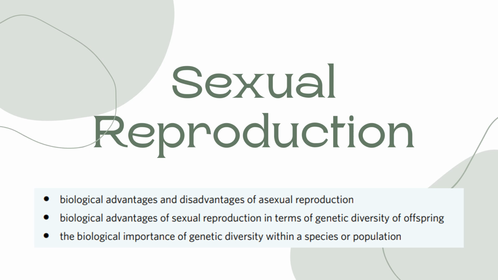Hi everyone, so today we're going to be looking at sexual reproduction, and then we're also going to be looking at asexual reproduction in the second part of this video. So the study design dot points want you to know the biological advantages and disadvantages of asexual reproduction and the biological advantages of sexual reproduction in terms of genetic diversity of offspring, as well as the biological importance of genetic diversity within a species or population. So we're going to go into that now.